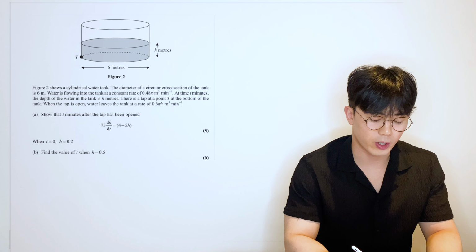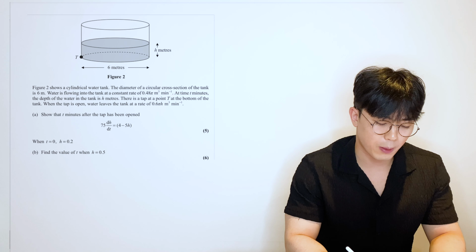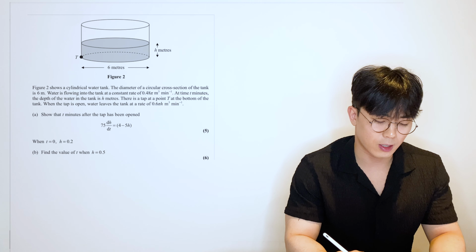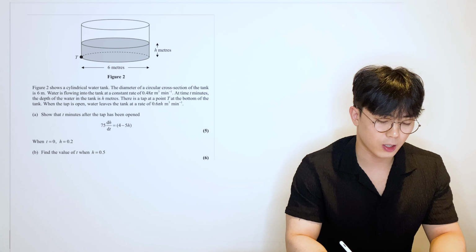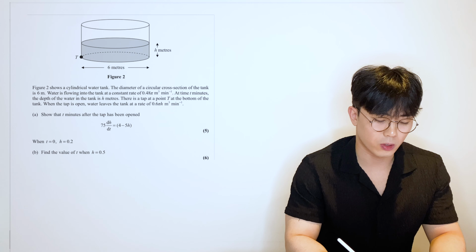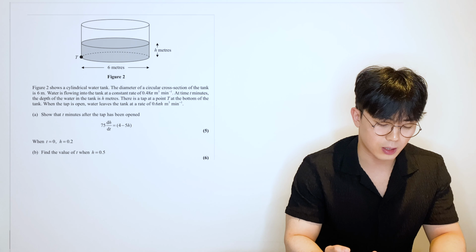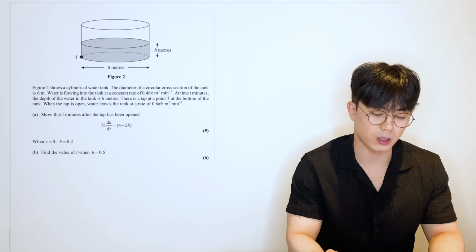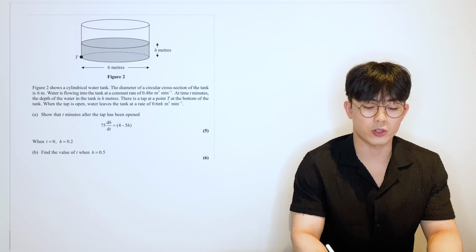So we have in figure 2 a cylindrical water tank. The diameter of the circular cross-section of the tank is 6 meters. Water is flowing into the tank at a constant rate of 0.48 pi meters cubed per minute. At time t minutes, the depth of the water in the tank is h meters. There's a tap at the bottom of the tank. When the tap is open, the water leaves at a rate of 0.6 pi h meters cubed per minute. Show that t minutes after the tap has been opened, this differential equation holds.